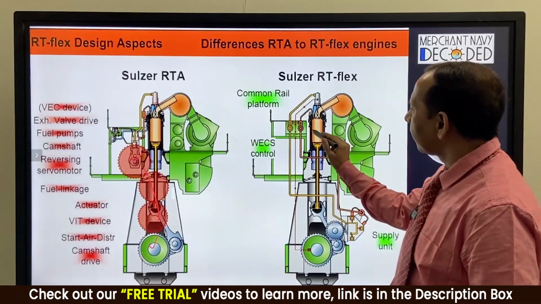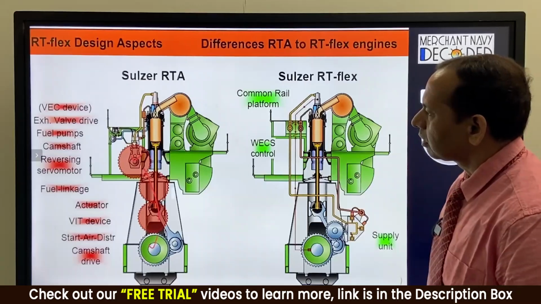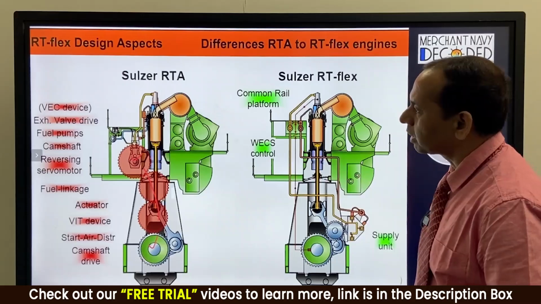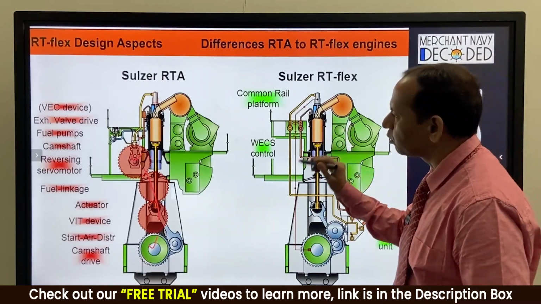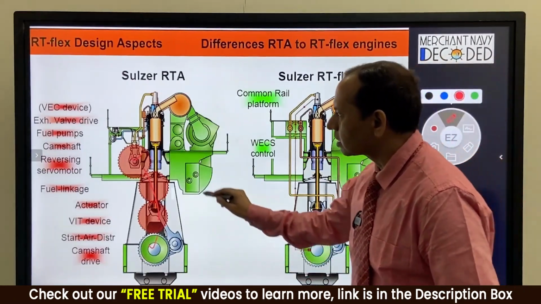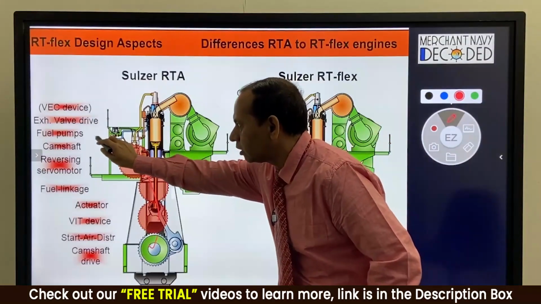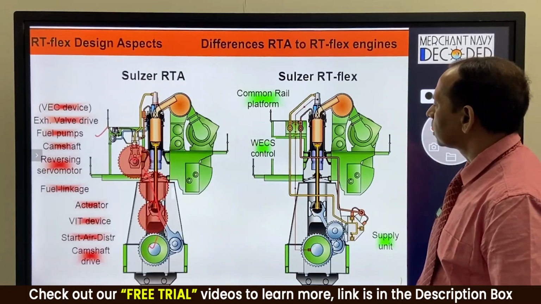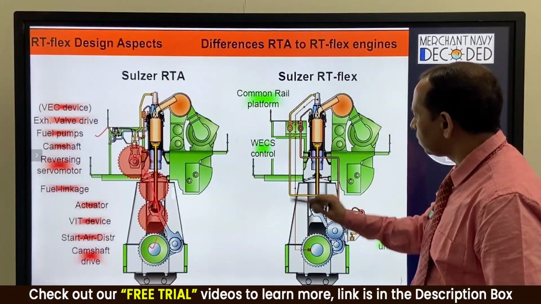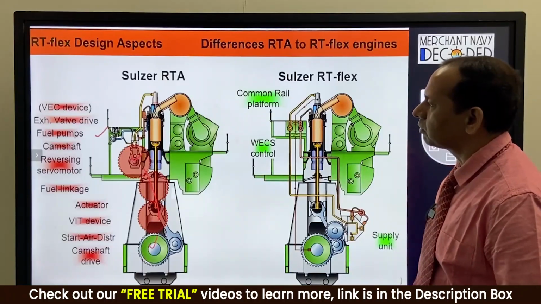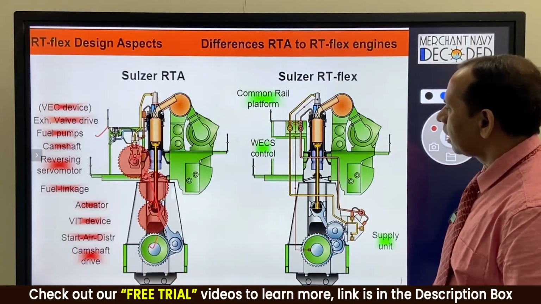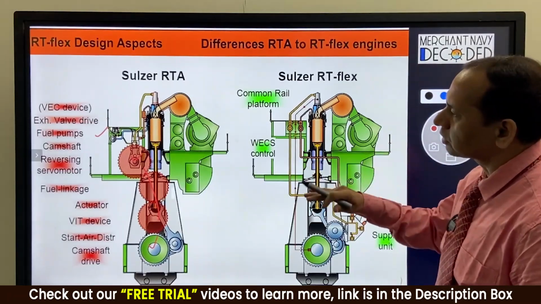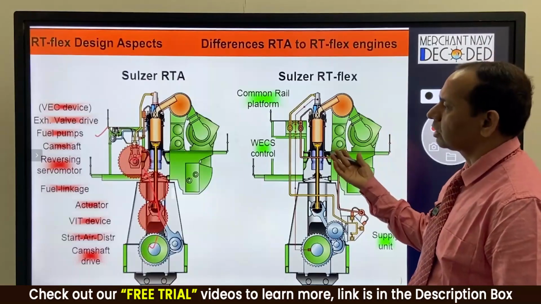Here again the individual fuel pumps are not there in this engine, because this is going to have a common rail concept. So there is no individual fuel pump in the RT-Flex engine as compared to the RTA engine, where you have a fuel pump for each unit to start the fuel injection. Here there is a fuel supply unit and not individual fuel pumps for individual units. Again, there is no reversing servo motor here for changing the direction of rotation of the engine. Again, this is done electronically.